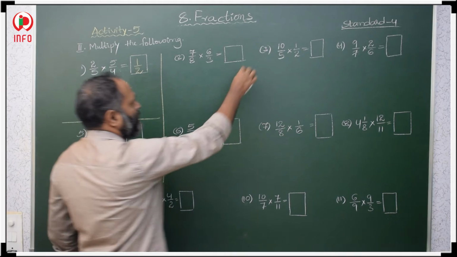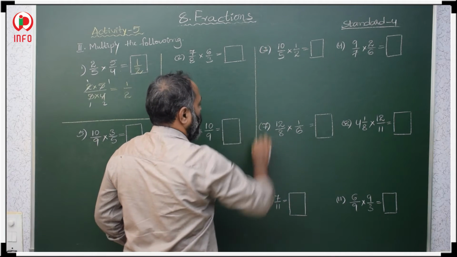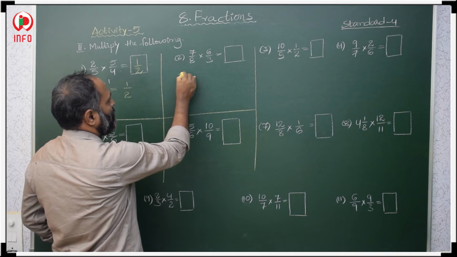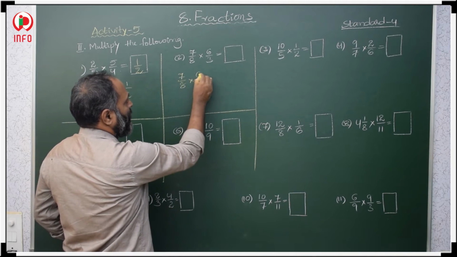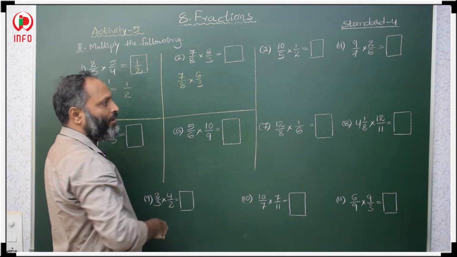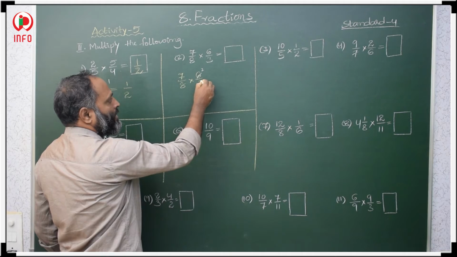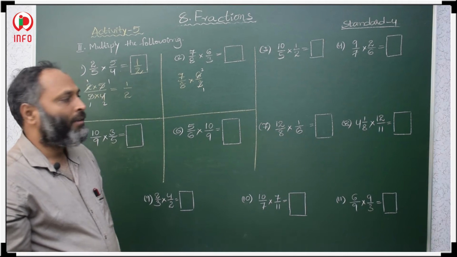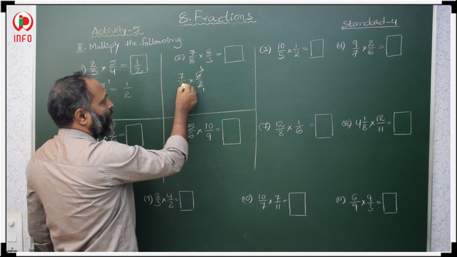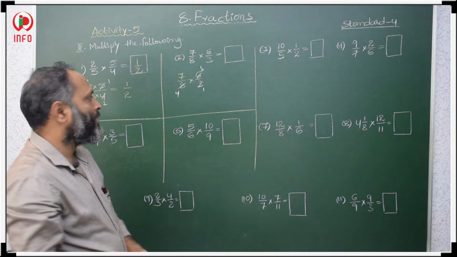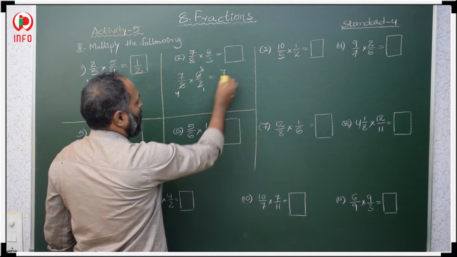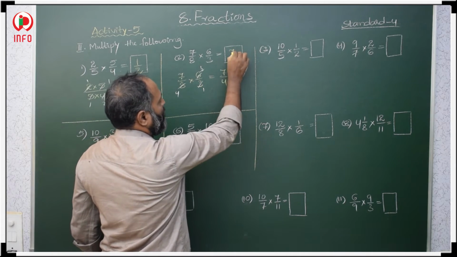Then the next, 7 by 8 and 6 by 3. First we have to write 7 by 8, second we have to write 6 by 3. These two have common factor 3: 3 twos are 6, 3 ones are 3. Then again these two have common factor 2: 2 ones are 2, 2 fours are 8. Then what is left in the numerator? 7 ones are 7, 4 ones are 4. 7 by 4.